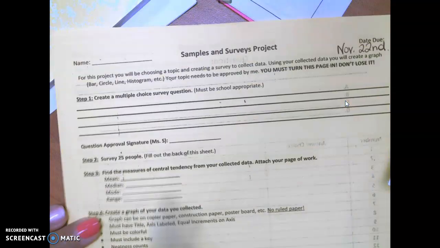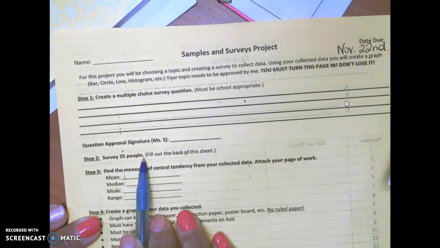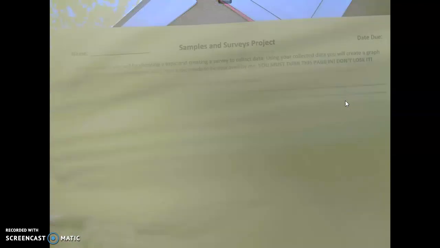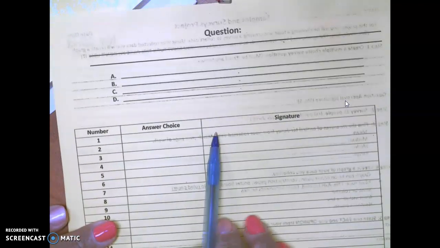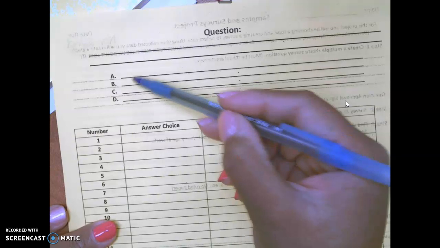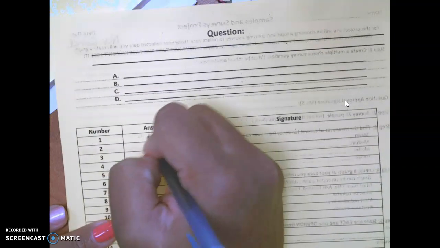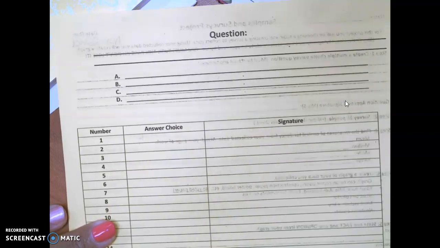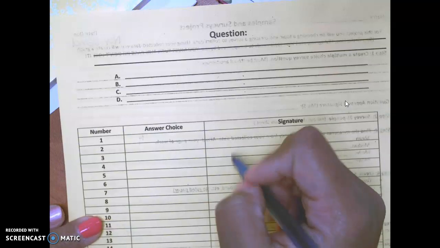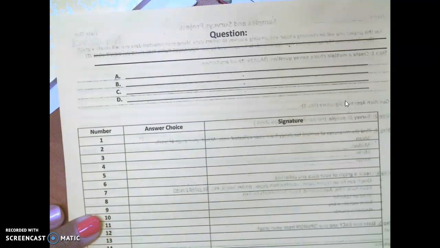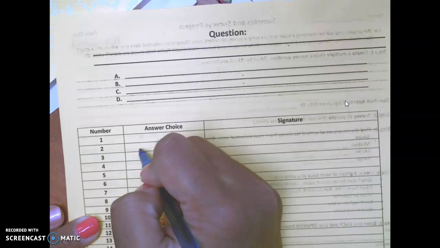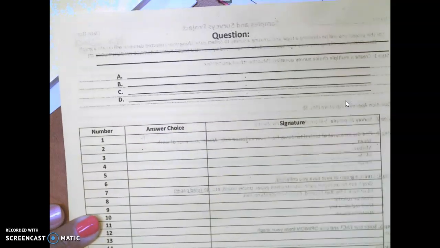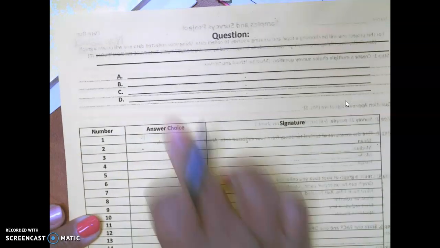So, you are going to survey 25 people. You're going to fill out the back of this sheet. So you're going to go to Johnny and say, Johnny, what is your favorite color? Blue, black, pink, or purple? Johnny's going to say A, blue. Then he's going to sign his name here. Brittany, what's your favorite color? Blue, black, pink, or purple? Brittany's going to say pink and sign her name here. So 25 people are going to do that.